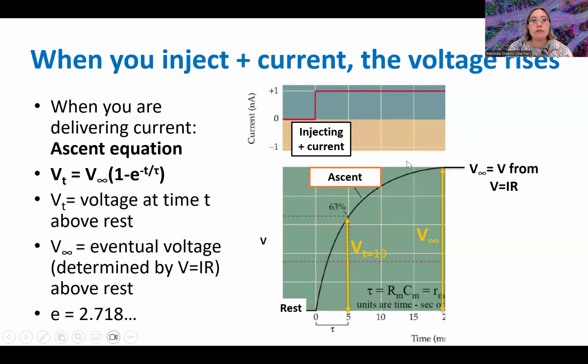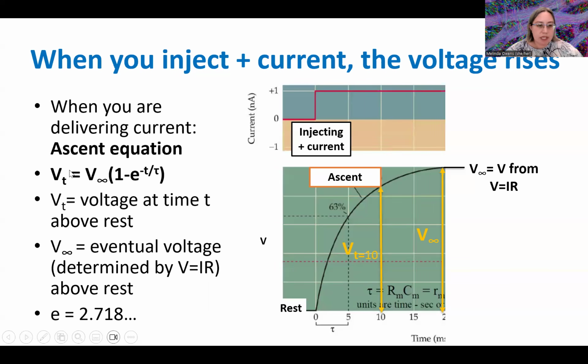Okay, so right when you inject positive current, the voltage rises. When that happens, you want to use what's called the ascent equation because the voltage is going up, right? Ascent, like ascending, means going up. So here is the equation. Just a moment, I am going to fix something. Okay, there we go. So this is the ascent equation: V_t equals V infinity times (1 minus e, like the number e, to the negative t over tau).